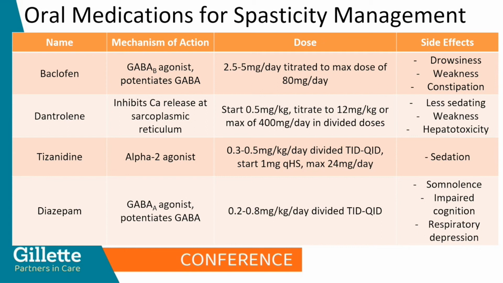So it's a GABA B agonist, and it potentiates GABA. Baclofen acts at the spinal cord level, and it works to inhibit that monosynaptic reflex arc. Baclofen does not cross the blood-brain barrier very easily, so you have to use relatively higher doses to be effective. Baclofen can be sedating. It's one of the most common side effects, but this generally resolves after a few days or with a few doses at each of the different steps of their titration.